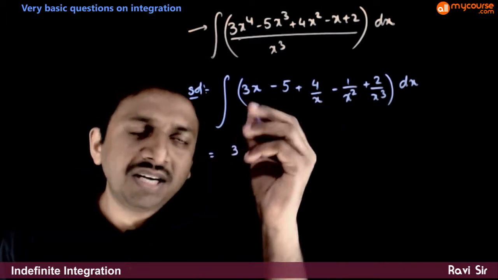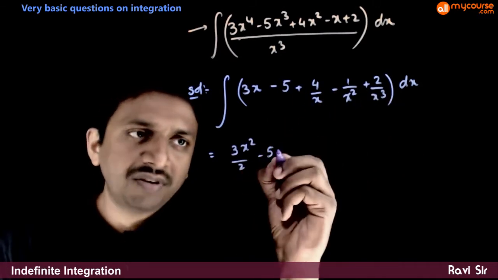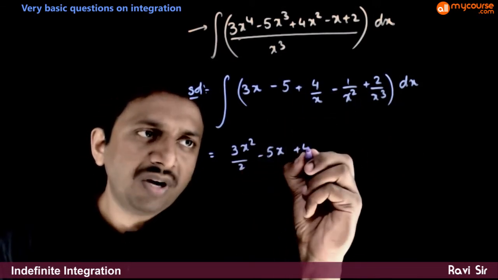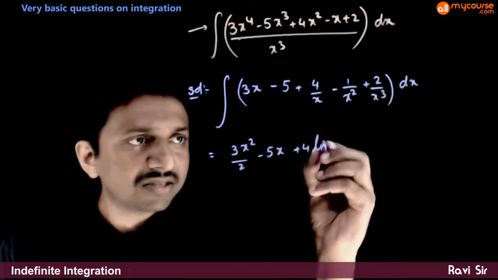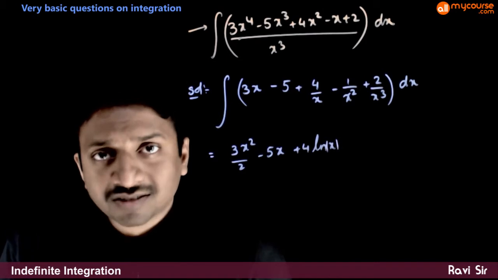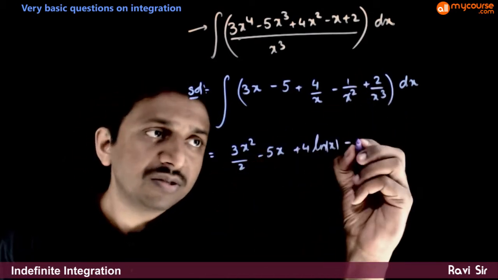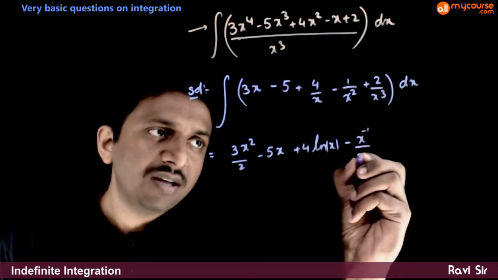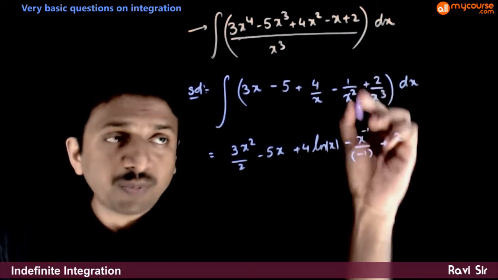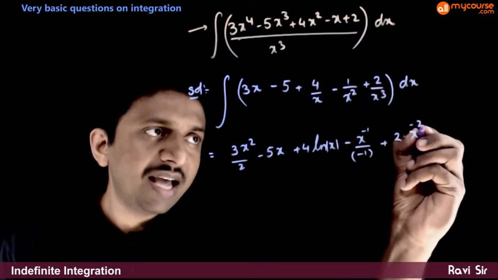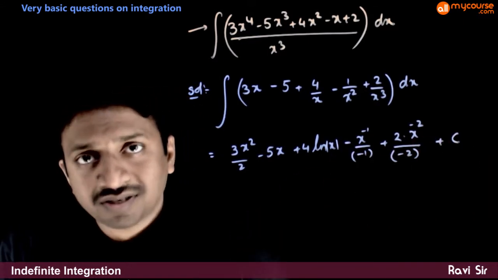This time I won't be separating, I'll try to write it directly. So 3 times integration of x is x² by 2, minus 5 times integration of dx is x, plus 4 times integration of 1 by x is ln x, or log x, or more specifically log mod x, minus 1 by x², which is x to the power minus 2. So the integration is x to the power minus 1 by minus 1, plus 2 times x to the power minus 3, the integration is x to the power minus 2 by minus 2, plus an integration constant c.